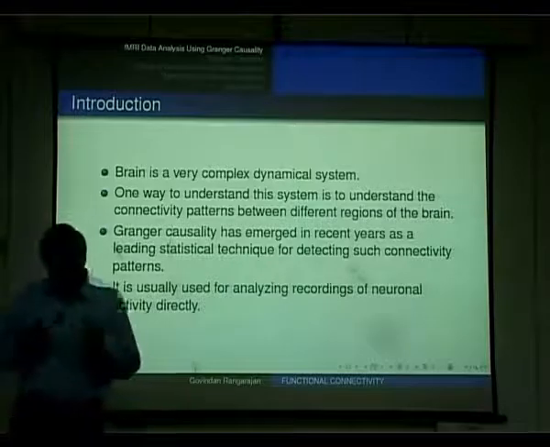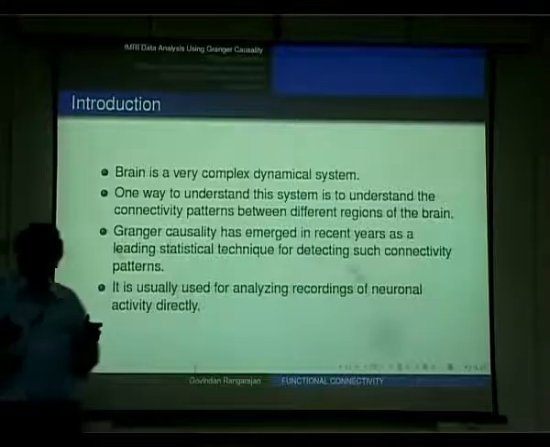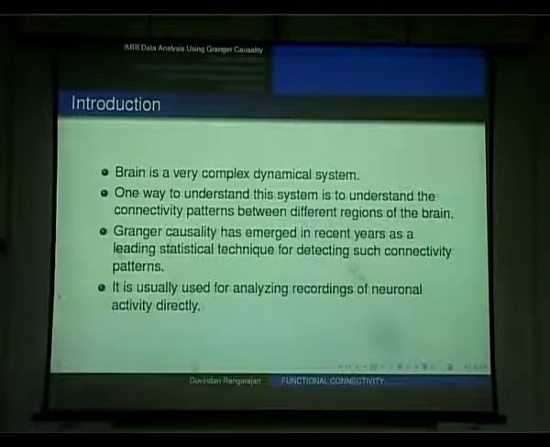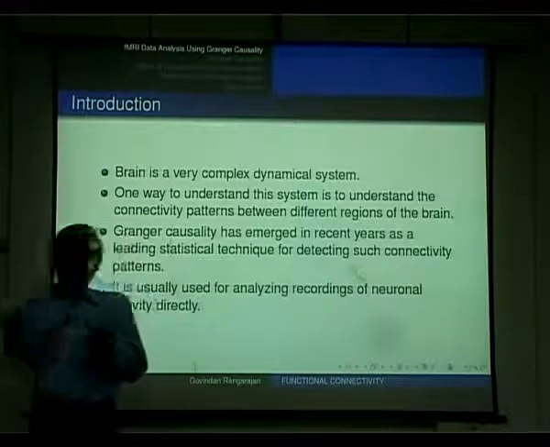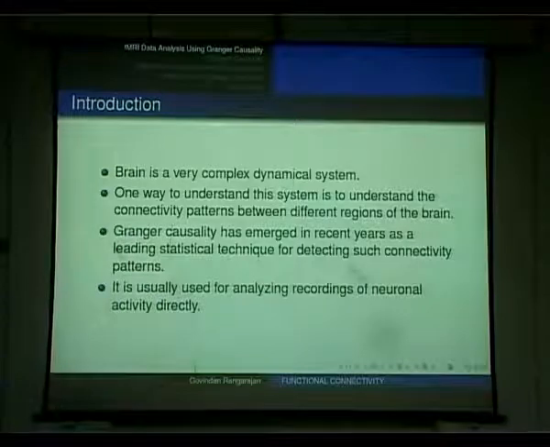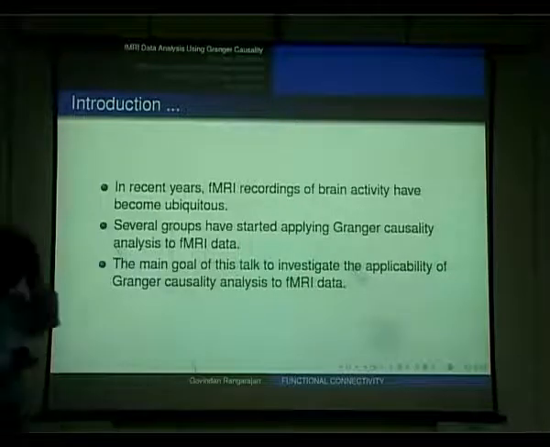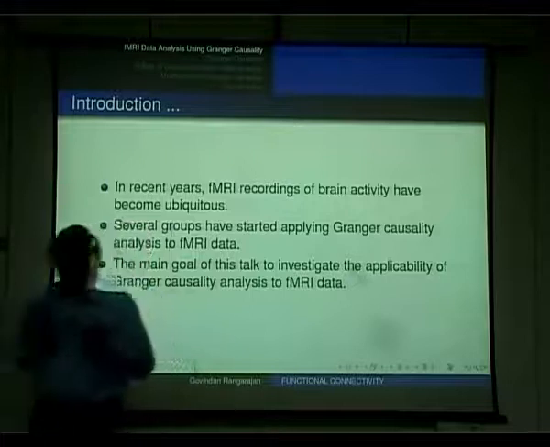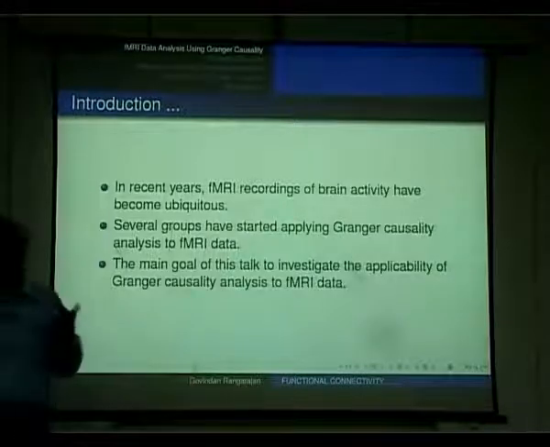Granger causality has been very effective in analyzing neuronal activity directly. Suppose you have LFP, local field potential recordings, or EEG data. There, it has been used quite effectively in looking at causal relations between different regions. But there are issues, as we shall see, in using Granger causality for fMRI data. As all of you know, fMRI recordings have become very ubiquitous, and several groups have now started applying Granger causality analysis to fMRI data.